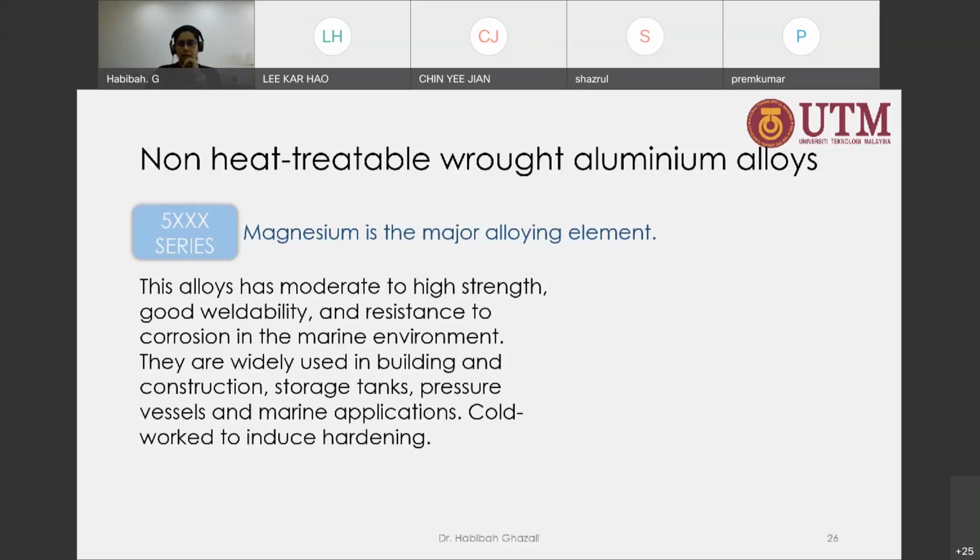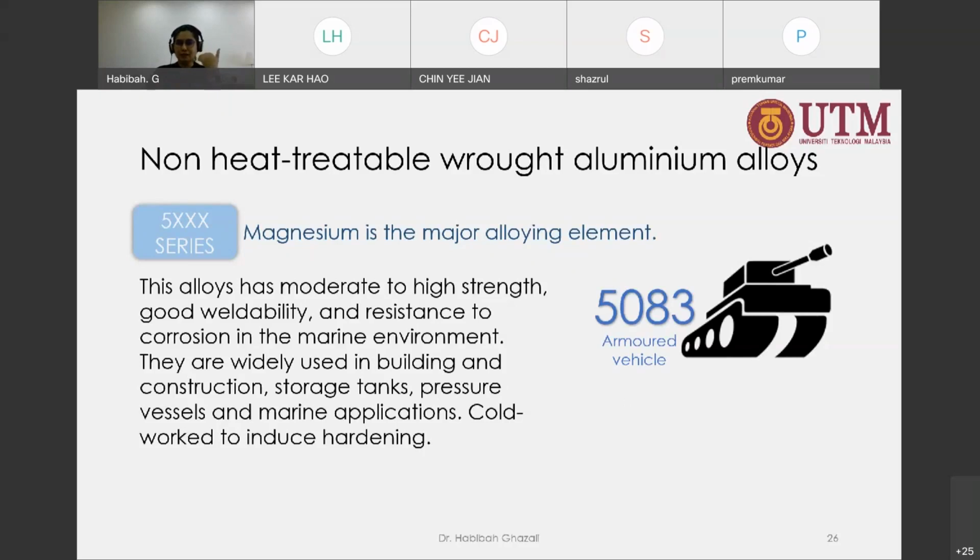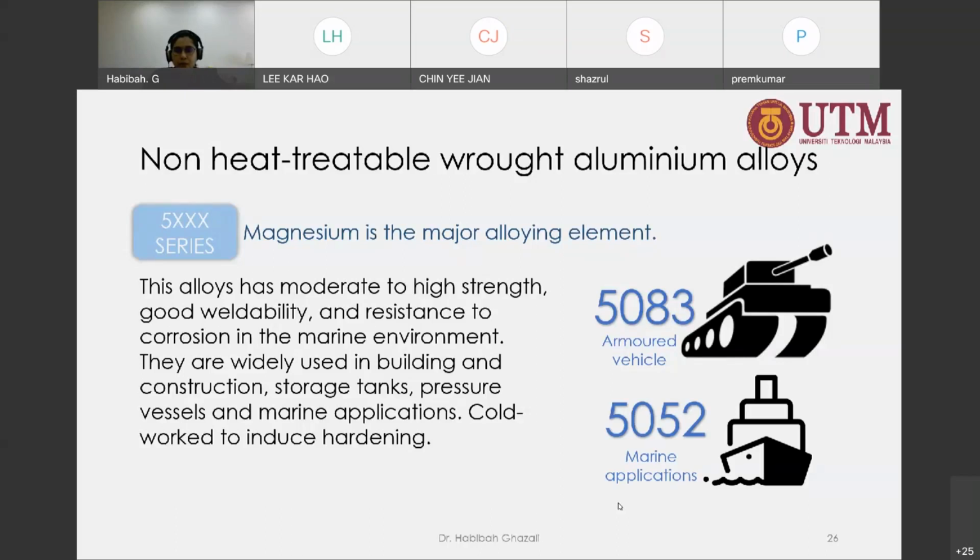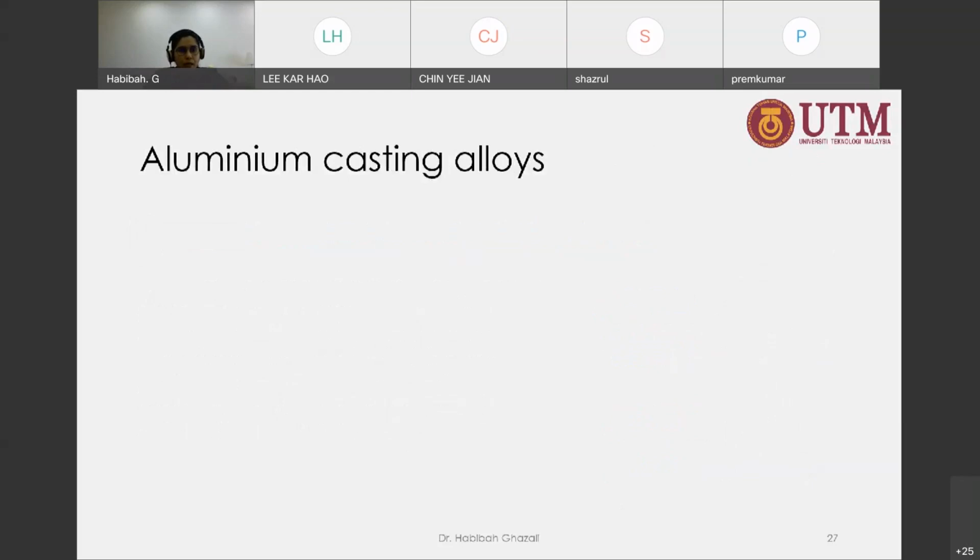The strengthening mechanism is through strain hardening or cold working. So they've been used in a lot of applications. One example is the 5083 series, which is used as the body for the armor vehicle. They've been used in a lot of marine application because of the good corrosion resistance in the marine environment. So that's where they have been used.